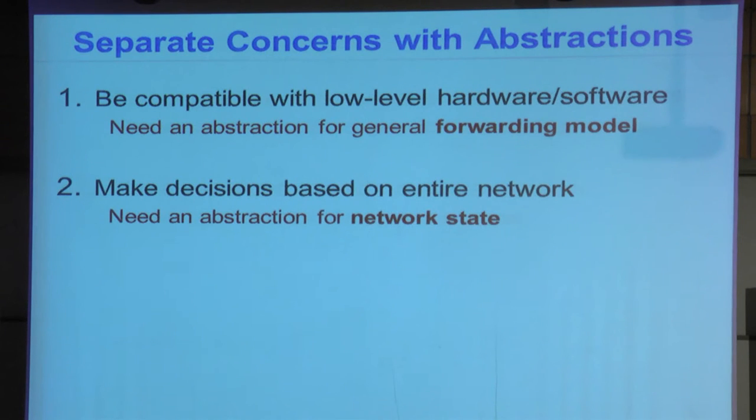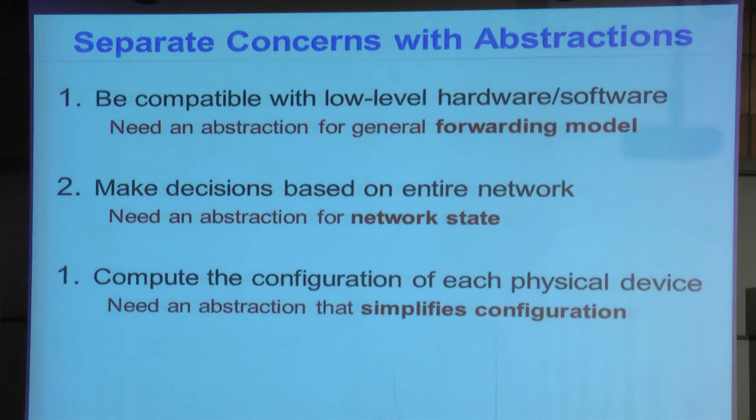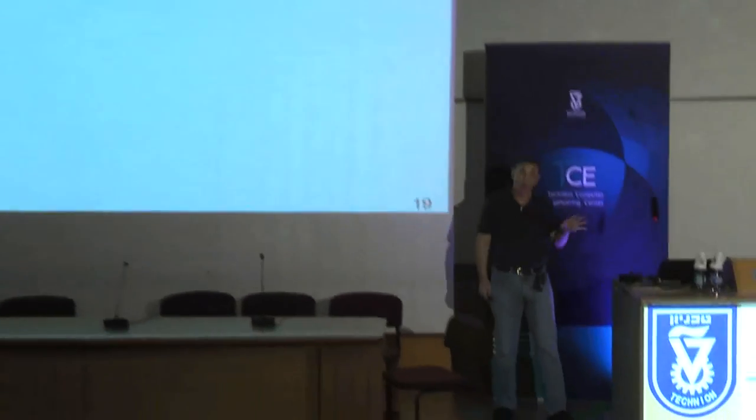You need to make decisions based on the entire network. And that involves a lot of complicated mechanisms trying to get that state. So you need some abstraction that will hide that and just give you the network state. And you need an abstraction that will make it easier to configure the network so you don't have to actually configure every physical box. So the control plane needs three abstractions. So I'm going to go through them, each one, and talk a little bit more detail about what they'll be.